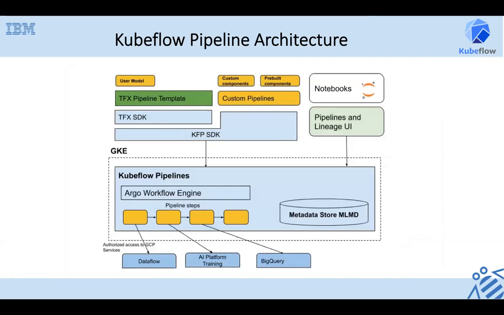So this is the high-level architecture. One of the key things happening in the community: when you look at it, the first entry point is obviously the SDK, right, which allows you to compile a Python DSL which you have written to a format which the Kubeflow Pipelines engine will understand.